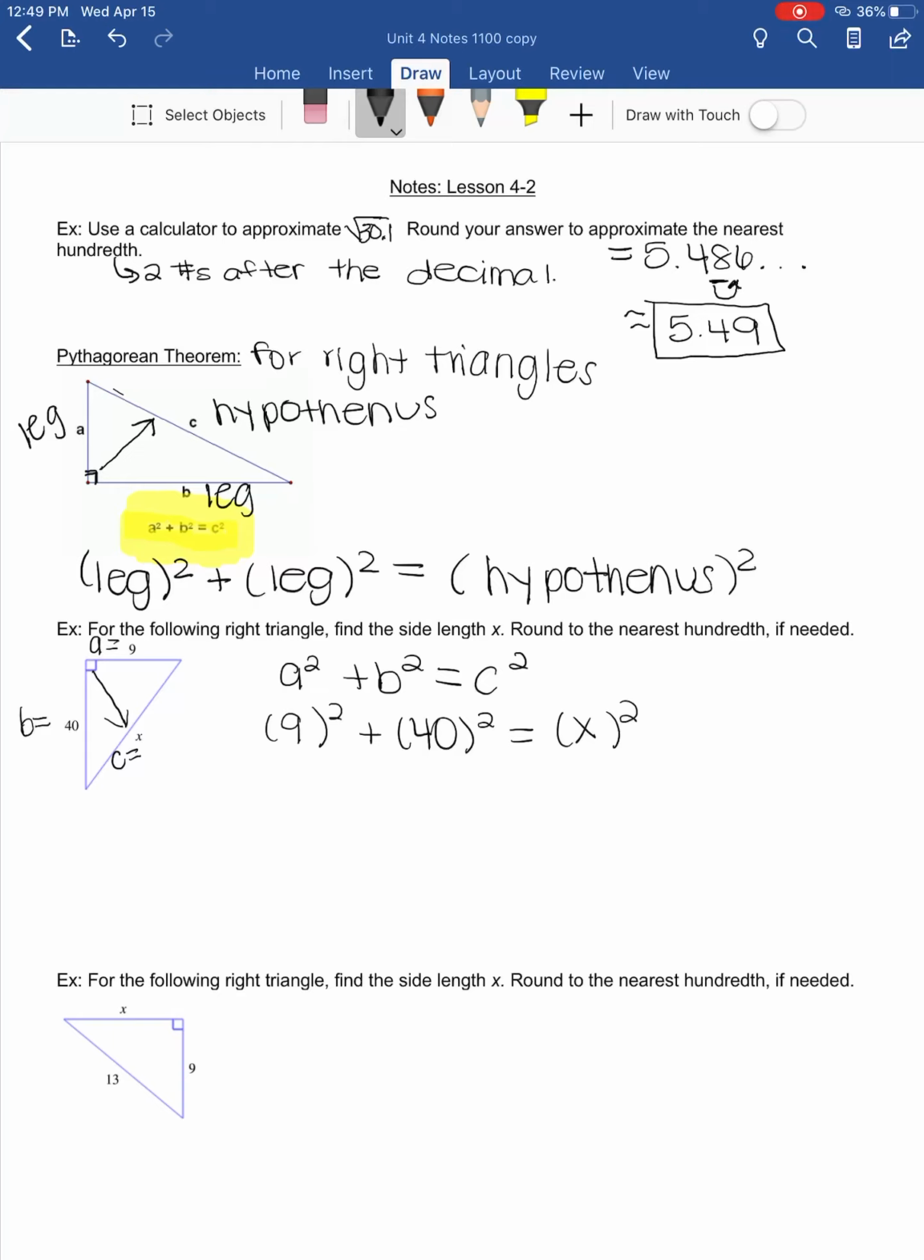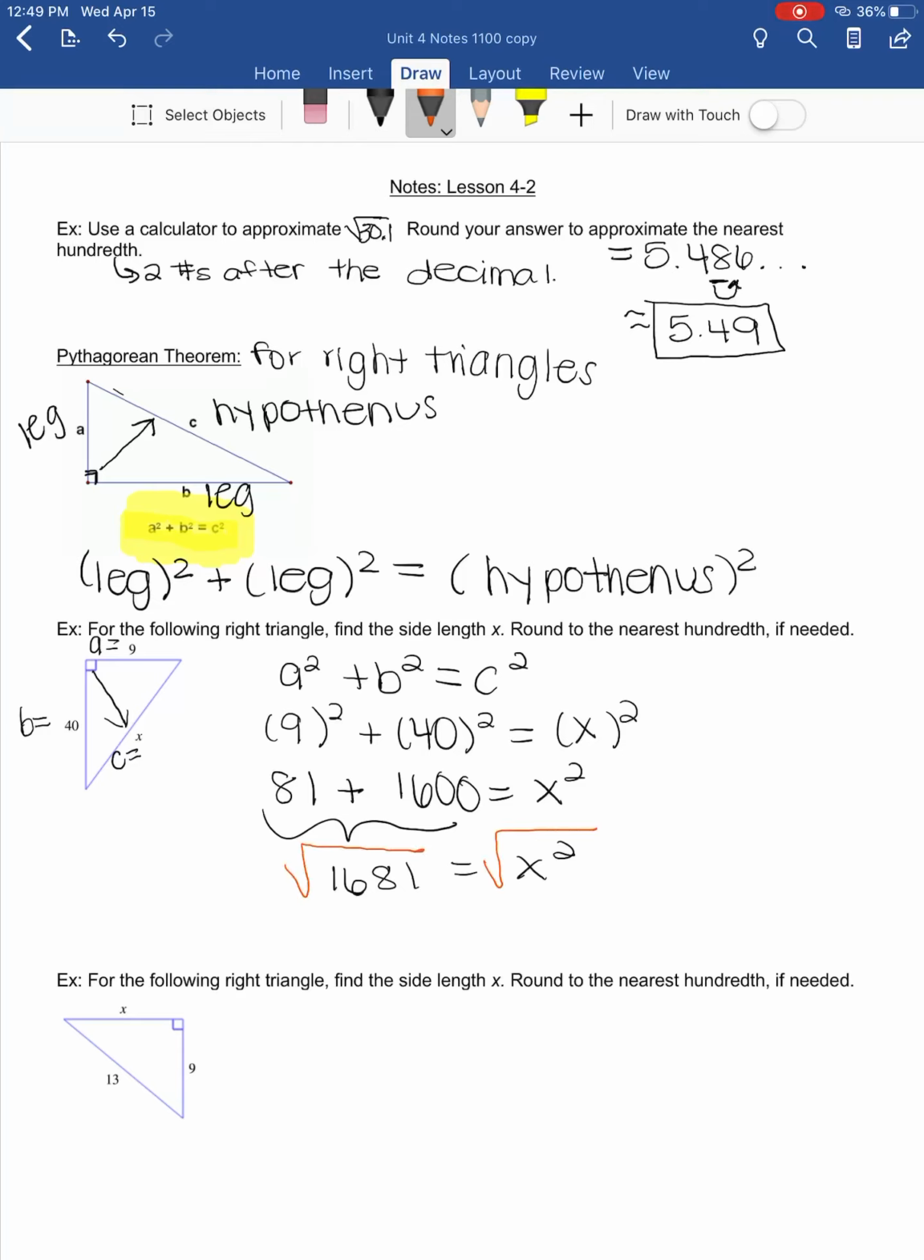So in our calculator, 9 squared, 9 times 9 we know is 81, plus 40 squared, 40 times 40 is 1600, equals x squared. Combining like terms, 81 plus 1600 is 1681 equals x squared. Now we want to solve for x. We want to get x by itself. So that means I need to get rid of that squared. The opposite of squared is square root. So what you do to one side, do to the other.